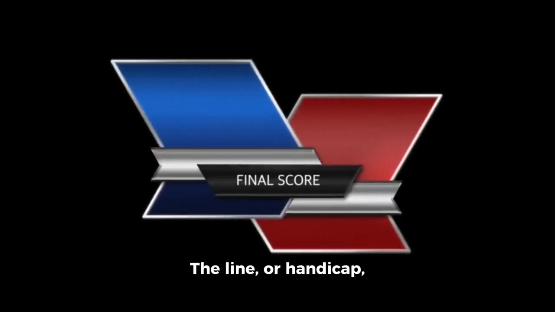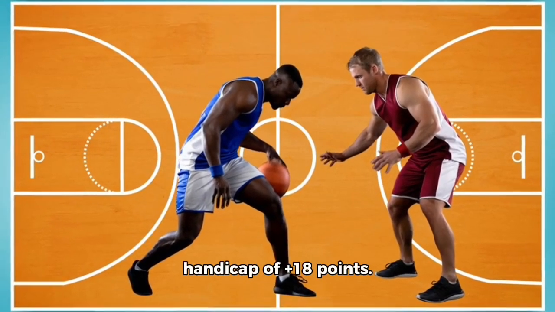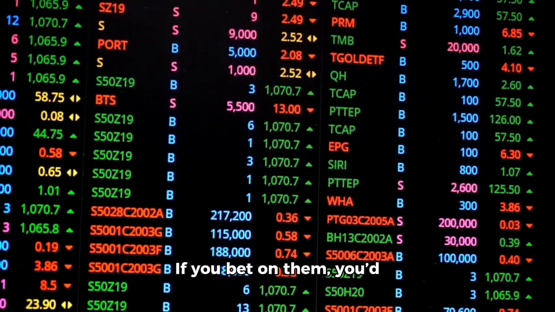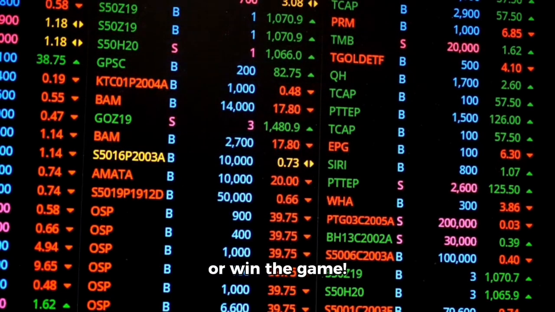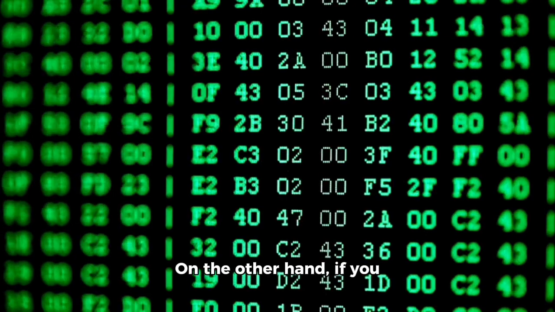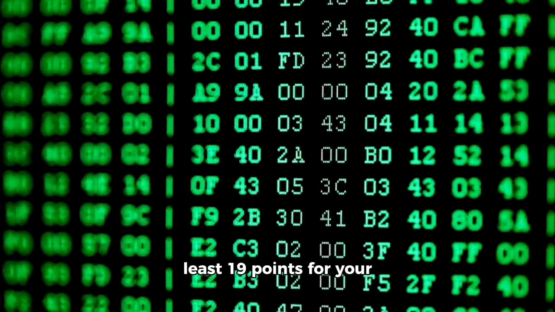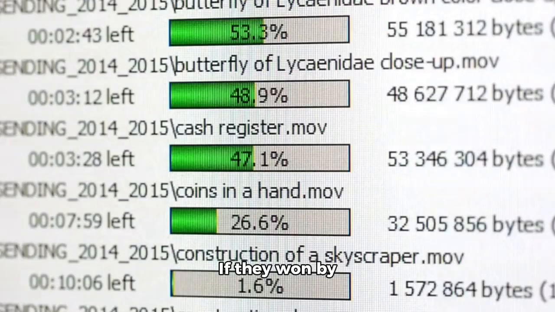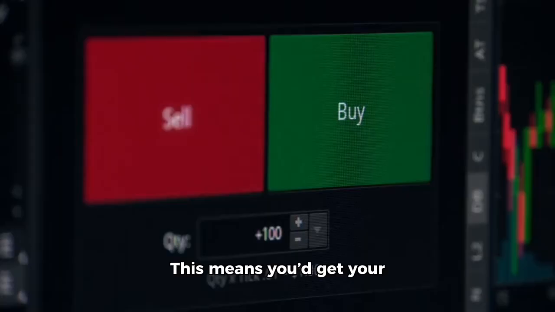The line, or handicap: New York are the underdogs with a handicap of plus 18 points. If you bet on them, you'd win as long as they lose by less than that handicap or win the game. On the other hand, if you bet on Philadelphia, they would need to win by at least 19 points for your bet to pay out. If they won by exactly 18, the bet would be a push. This means you get your stake back, but no winnings.